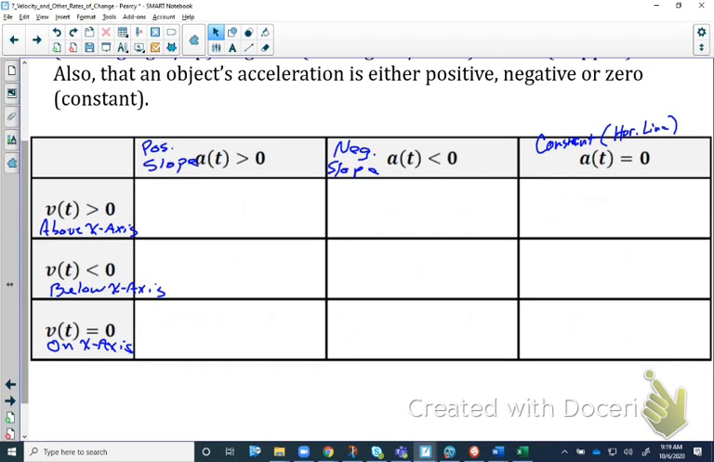So when velocity and acceleration both are greater than 0, that means that we're going to be speeding up. Same thing if they are both negative, we're going to be speeding up. It's wherever they have opposite signs, where one is increasing and one is decreasing, that the particle is going to be slowing down. Okay?